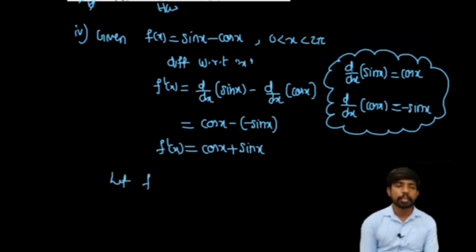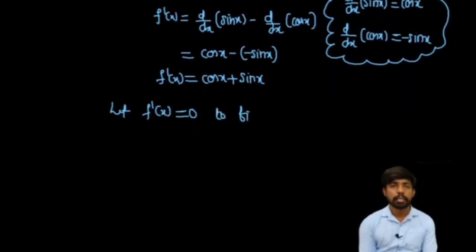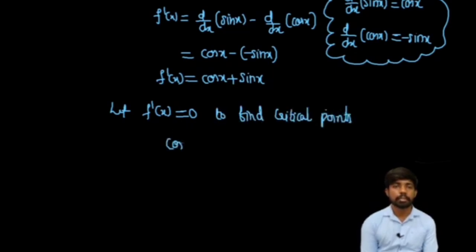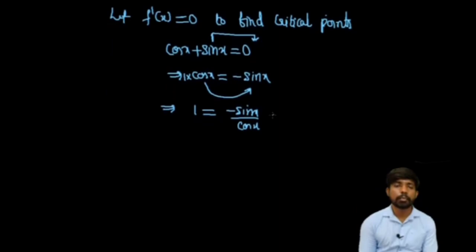Next, let f dash of x be equal to 0, to find the critical points. So here cos x plus sin x is equal to 0. Bring sin x to the right hand side: cos x is equal to minus sin x. So send this cos to the denominator: 1 is equal to minus sin x by cos x. Therefore, we can write tan x is equal to minus 1. Here, tan pi by 4 gives you 1, right?